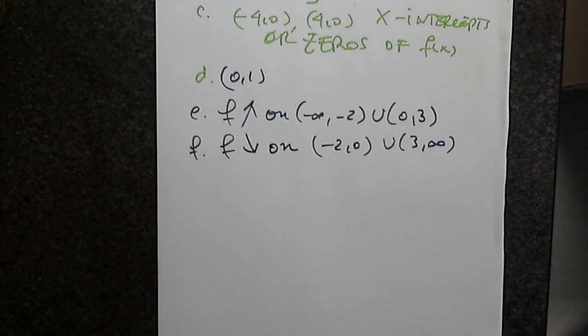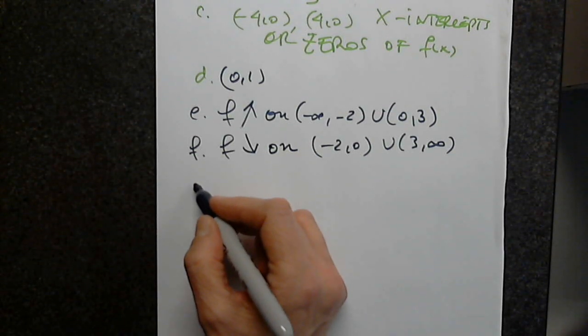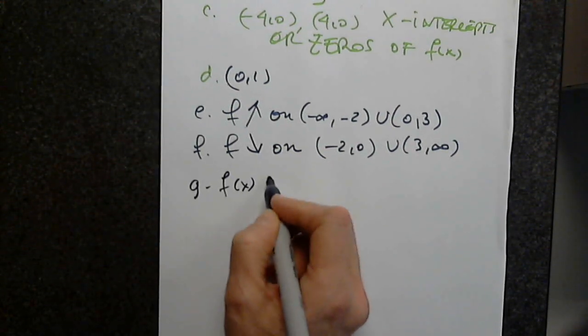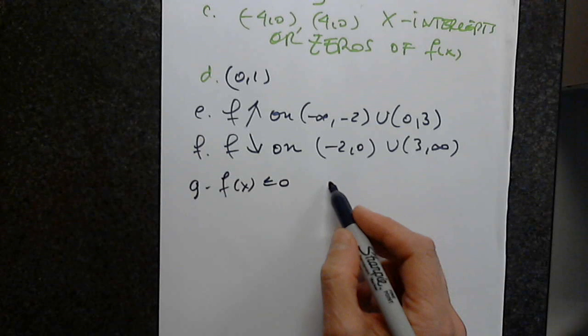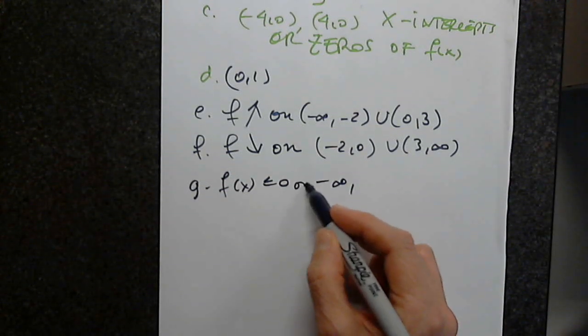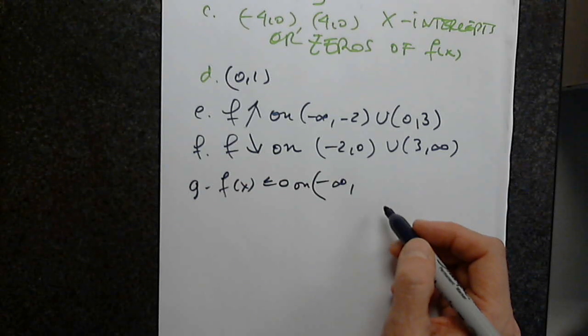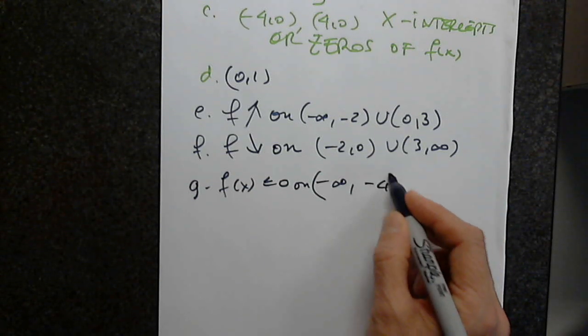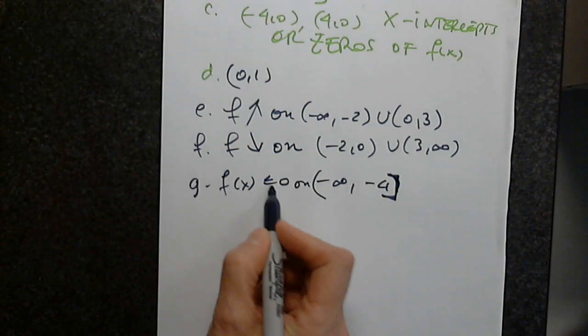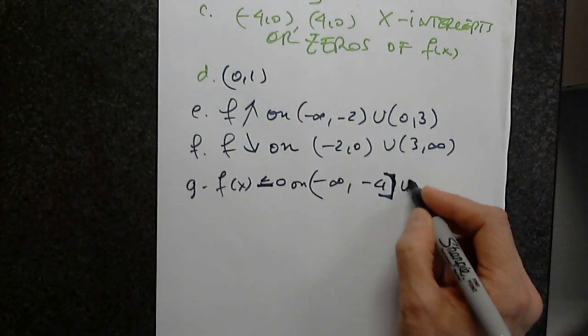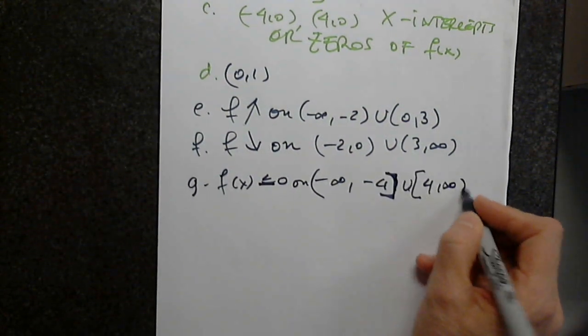Interval of values of x for which f of x is less than or equal to 0. F of x less than or equal to 0 is on the interval -∞ to -4 with a bracket. Why? Because of the equal symbol here. Union, bracket 4 to infinity.